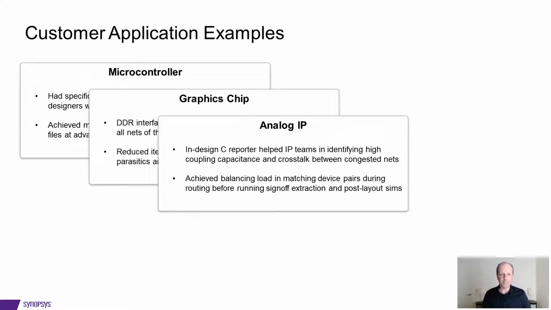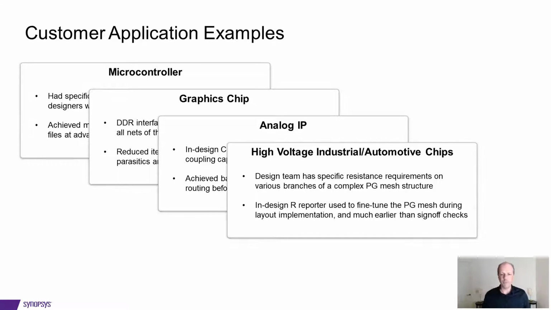And then analog IP, a couple of different examples here. They would identify high coupling capacitance between nets that are key, but are right too close to each other, and then by using the InDesign capability, avoid having crosstalk issues later on. And then another example here, as an analog IP, you have matching pairs. You want to make sure that the load is balanced between the nets of that matching pair.